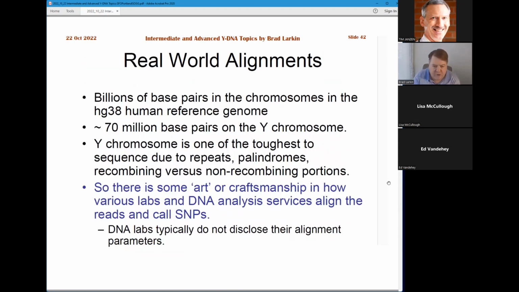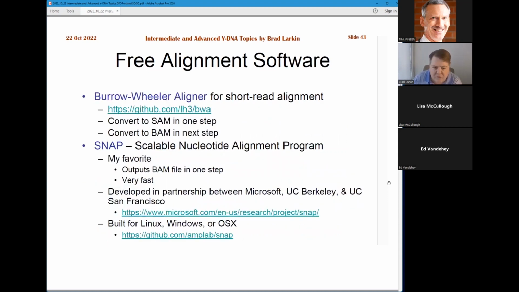So, real world alignment: billions of base pairs in the chromosomes, 70 million on the Y chromosome, but it's one of the toughest to sequence due to repeats, palindromes, and recombining subregions. As I said, there's some art or craftsmanship in how various labs and DNA analysis services align the reads to make calls on SNPs. You can do your own alignment. The human reference genome is published free, and the alignment software is free. There's the Burrows-Wheeler Aligner, which was one of the first ones, and there's one called SNAP, Scalable Nucleotide Alignment Program. It happens to be my favorite.